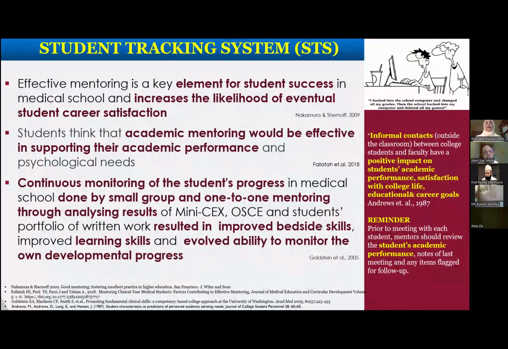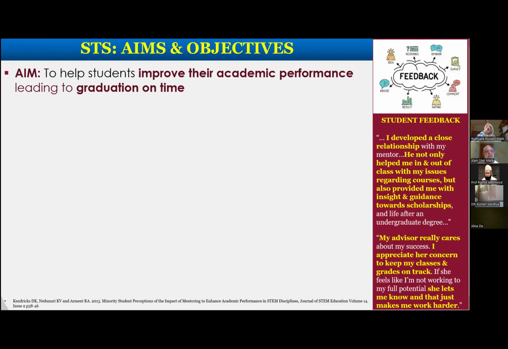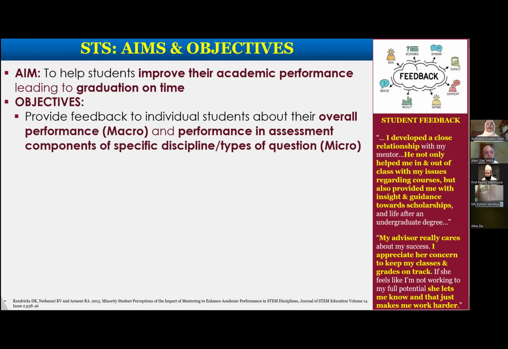Continuous monitoring of student progress in medical school is done by small group and one-to-one mentoring, through analyzing results of, say, mini-CEX and OSCEs and the student portfolio, etc. This has been done in one way or another over the years. But what we do is that we have a specific program which I'm going to share with you. The aim is to help the students improve their academic performance, leading to graduation on time, which is a big issue here. The objectives are to provide feedback to students about their overall performance, which is macro, and the performance in assessment components of specific disciplines and the type of question, which is micro.